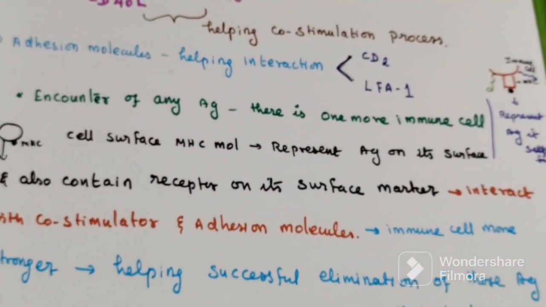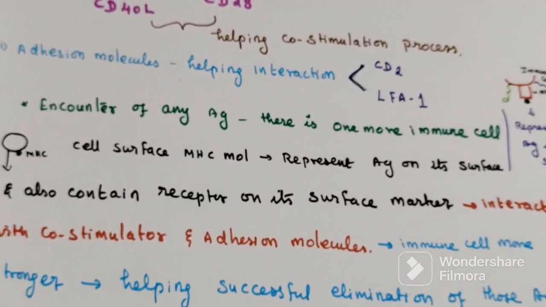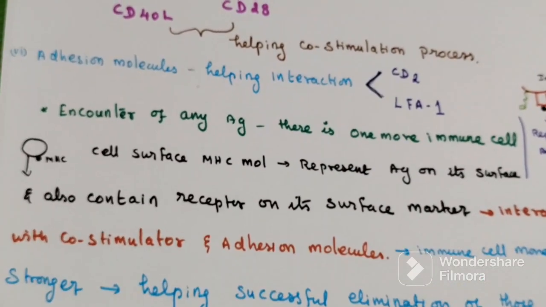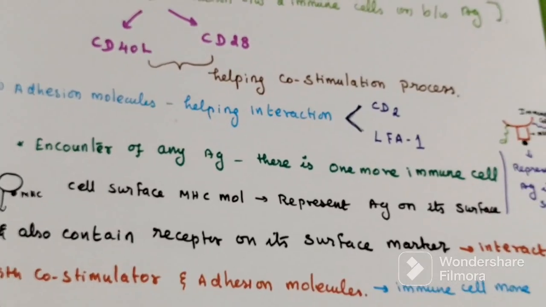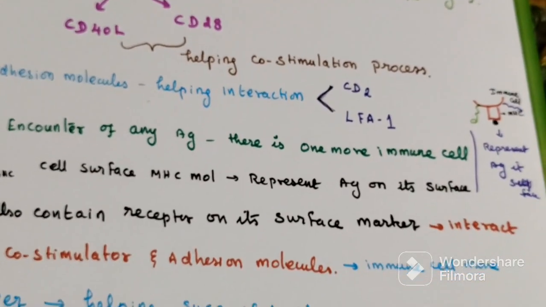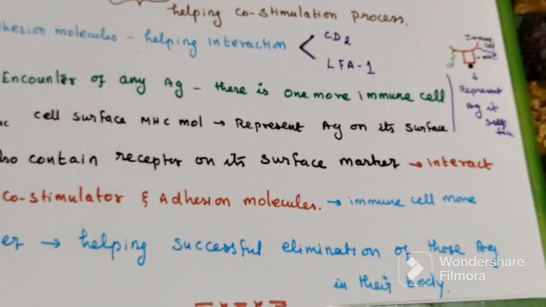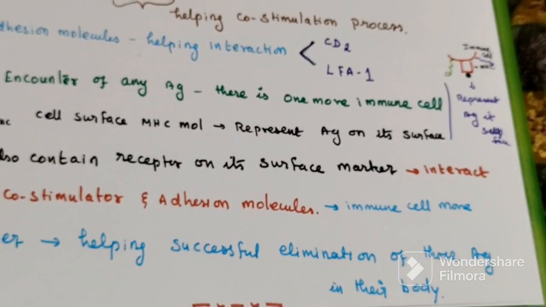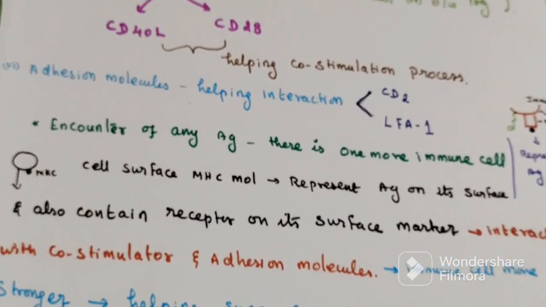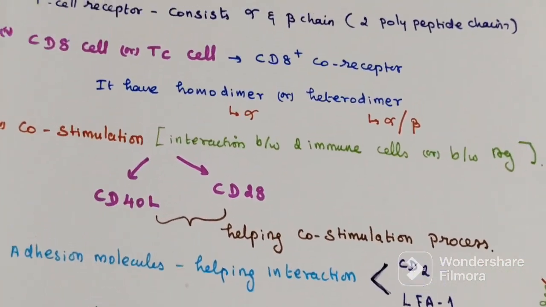Any one kind of surface marker molecule is present, but along with the additional molecules and co-stimulators, it provides strong immunity and successful elimination of those antigens in the body. This is the way the whole process will work.